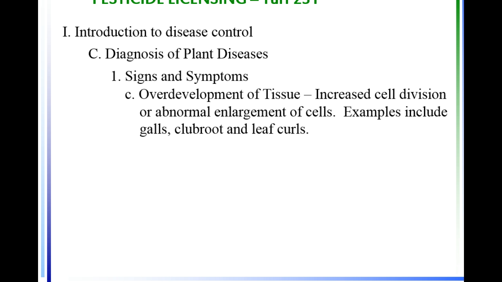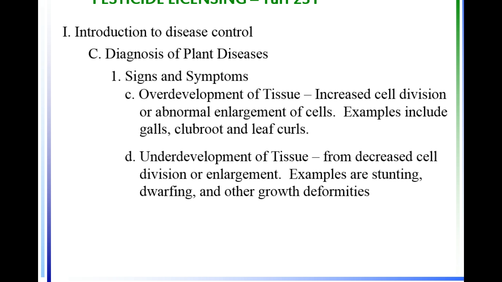Okay, the third thing we look for is actually overdevelopment of tissue. So you might have an increase in cell division. So you can have abnormal enlargements of cells. This is very common in things like crown gall, club root, and leaf curls. So basically the auxins will make the cells grow larger and cause a deformation. And it could affect the actual production of crop output.